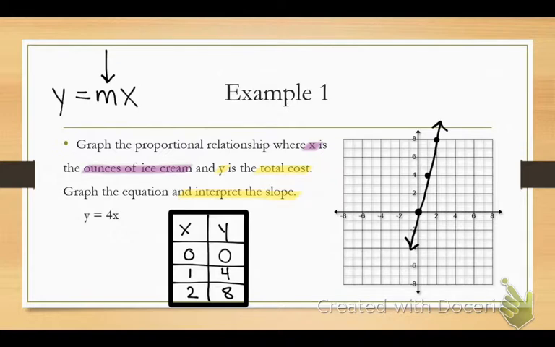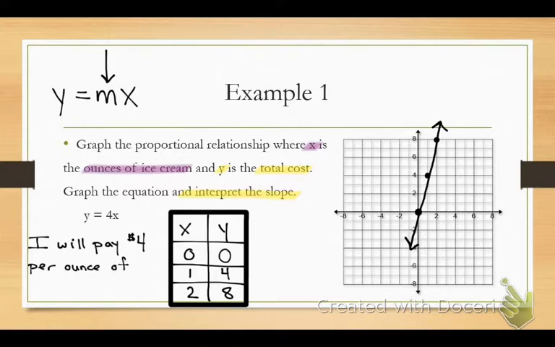4 is your rate. What it's asking you to do is interpret this slope. Here's how I put it into a sentence. I will pay, you can say you will pay, I will pay $4 per ounce of ice cream.